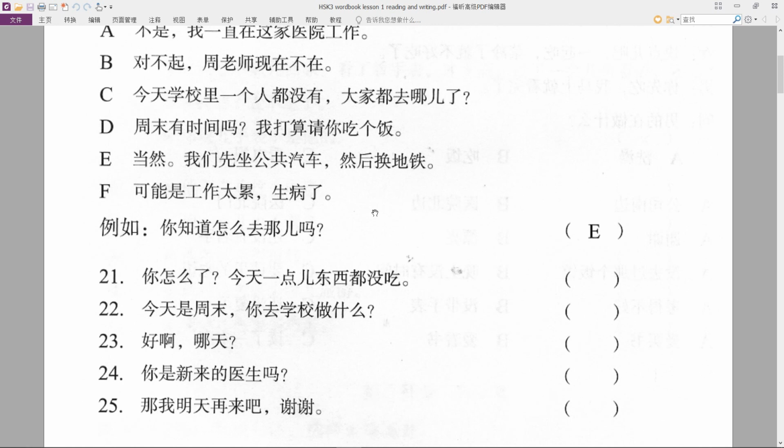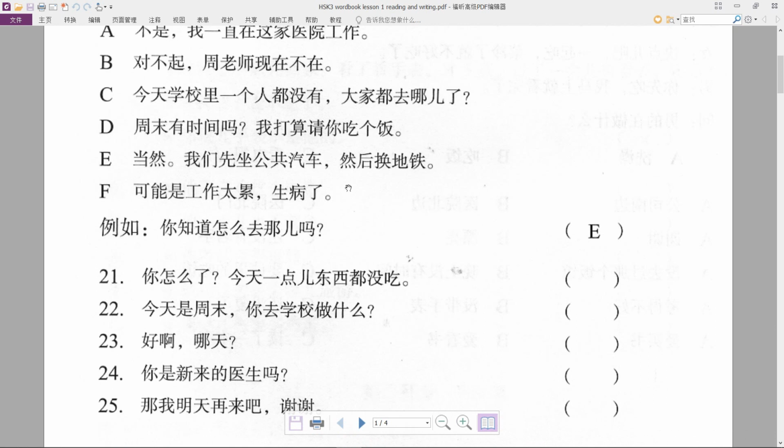F, 可能是工作太累, 生病了. 可能, very useful, possible. 是工作太累, possibly work is too tiring. 累, tired or tiring. 生病了, got sick, the past tense. Quite often in Chinese you don't actually need to mention the subject. So if I don't mention it, it means I feel too tired from work, and I got sick. So this is the F sentence.